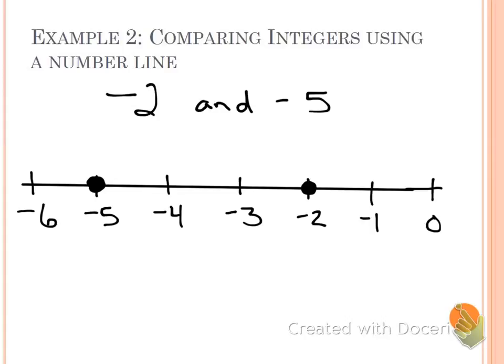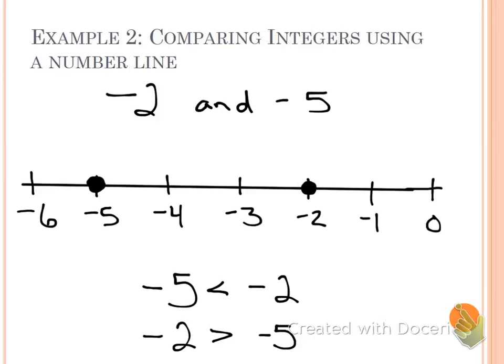Negative 5 is the smaller number. Negative 5 is less than negative 2. Or I could say negative 2 is greater than negative 5. I can go either way. I can switch it around. But I'm showing on the number line that negative 5 is less than negative 2.